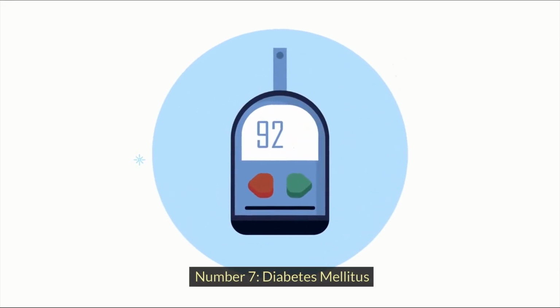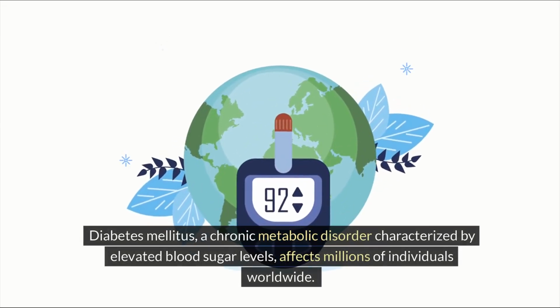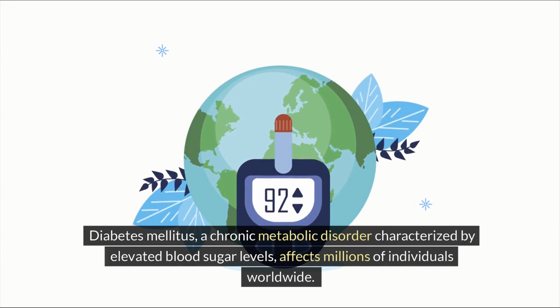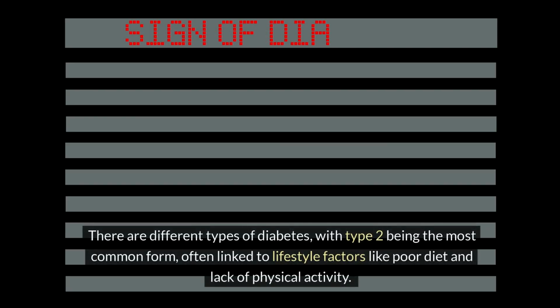Number 7. Diabetes mellitus. Diabetes mellitus, a chronic metabolic disorder characterized by elevated blood sugar levels, affects millions of individuals worldwide. There are different types of diabetes, with type 2 being the most common form, often linked to lifestyle factors like poor diet and lack of physical activity.